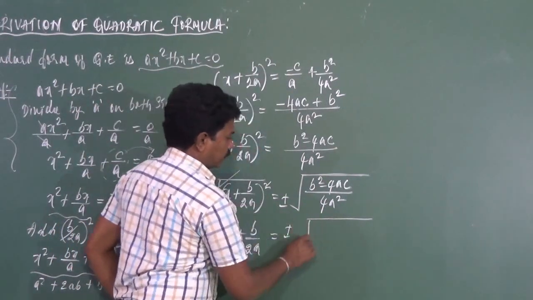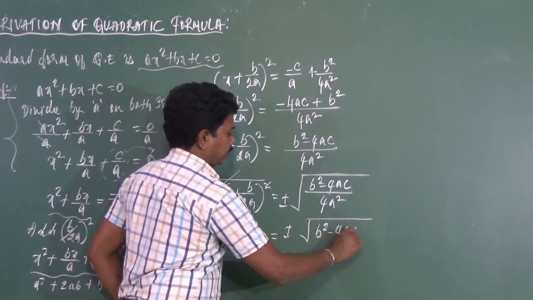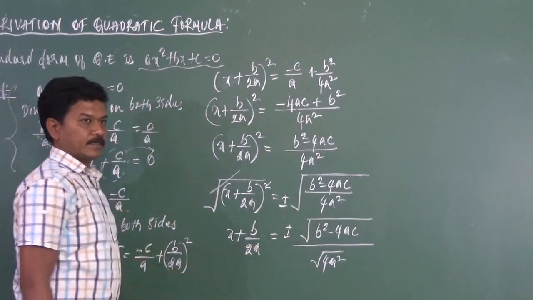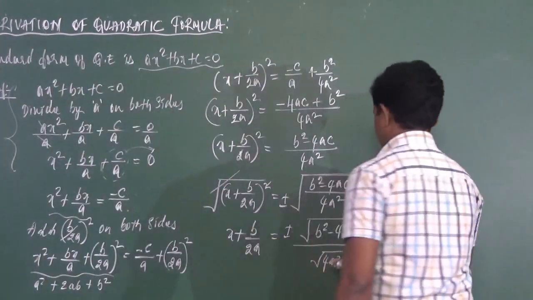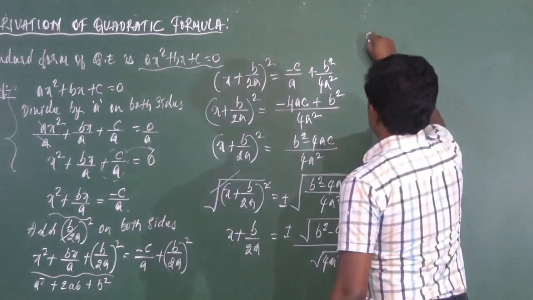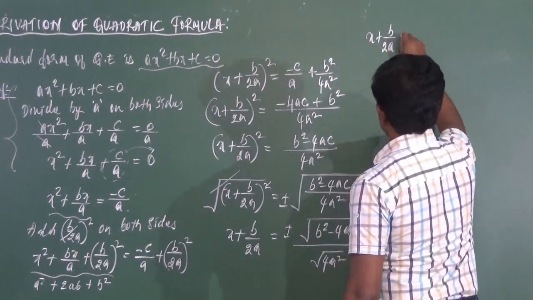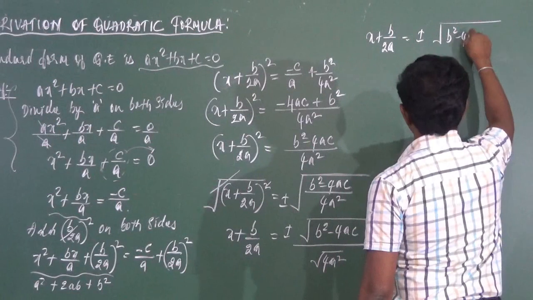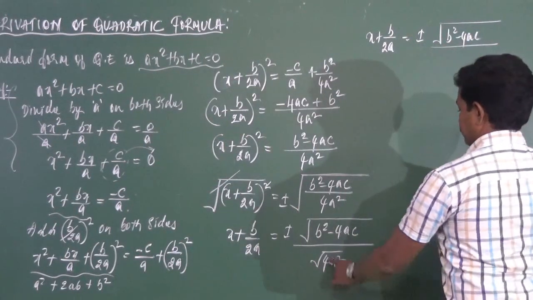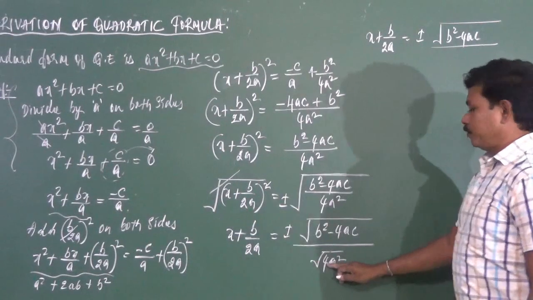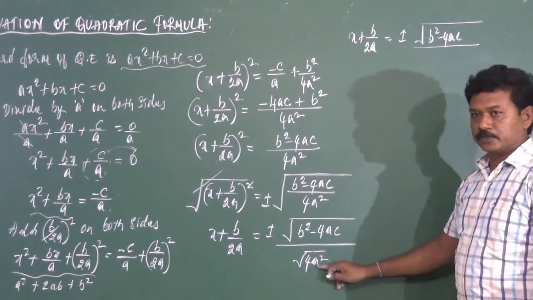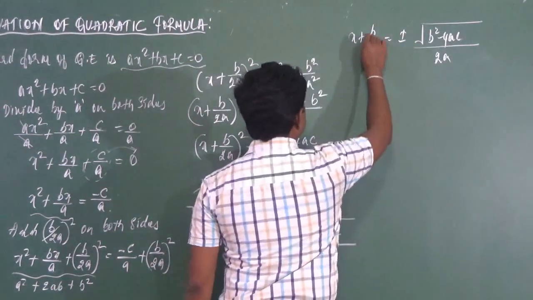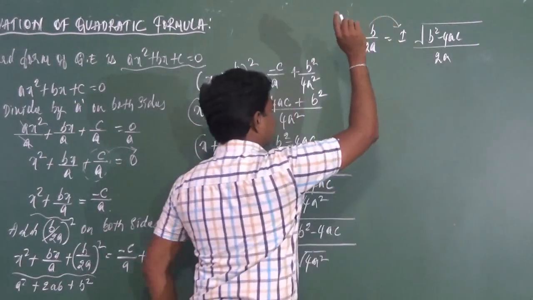We'll apply square root for b square minus 4ac and for 4a square separately. This can be done according to the law of indices. So x plus b by 2a is equal to plus or minus square root of b square minus 4ac by square root of 4a square I have here. So 4 is a perfect square, a square is also a perfect square. So square root of 4a square is 2a. Okay. So I am going to transpose this plus b by 2a to the RHS.